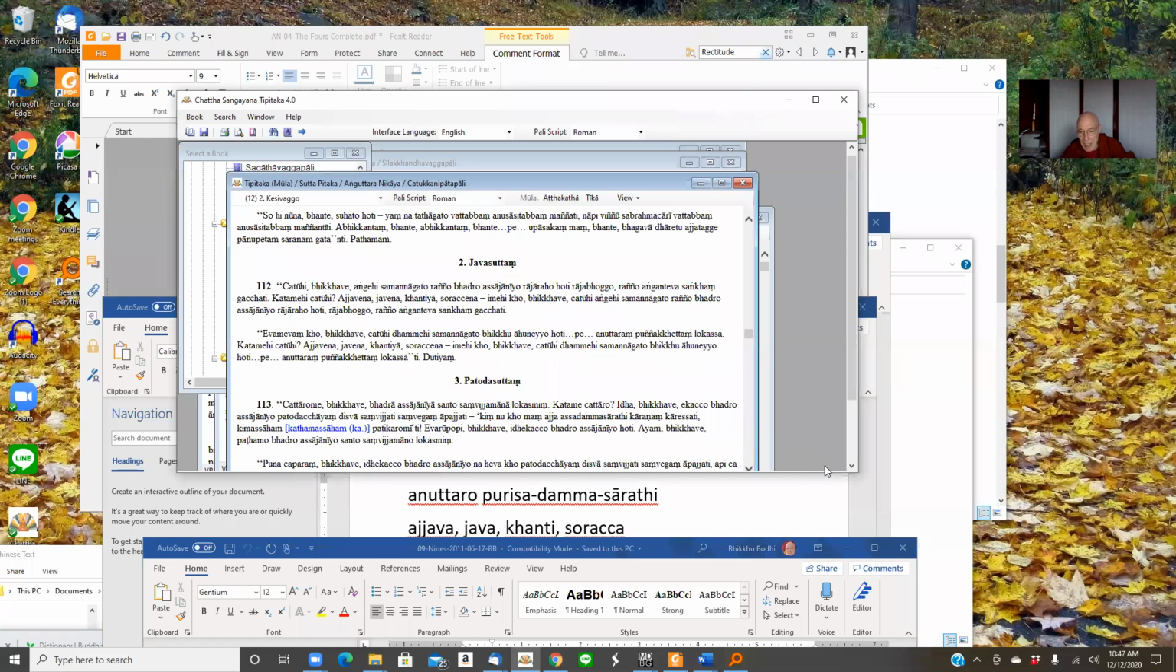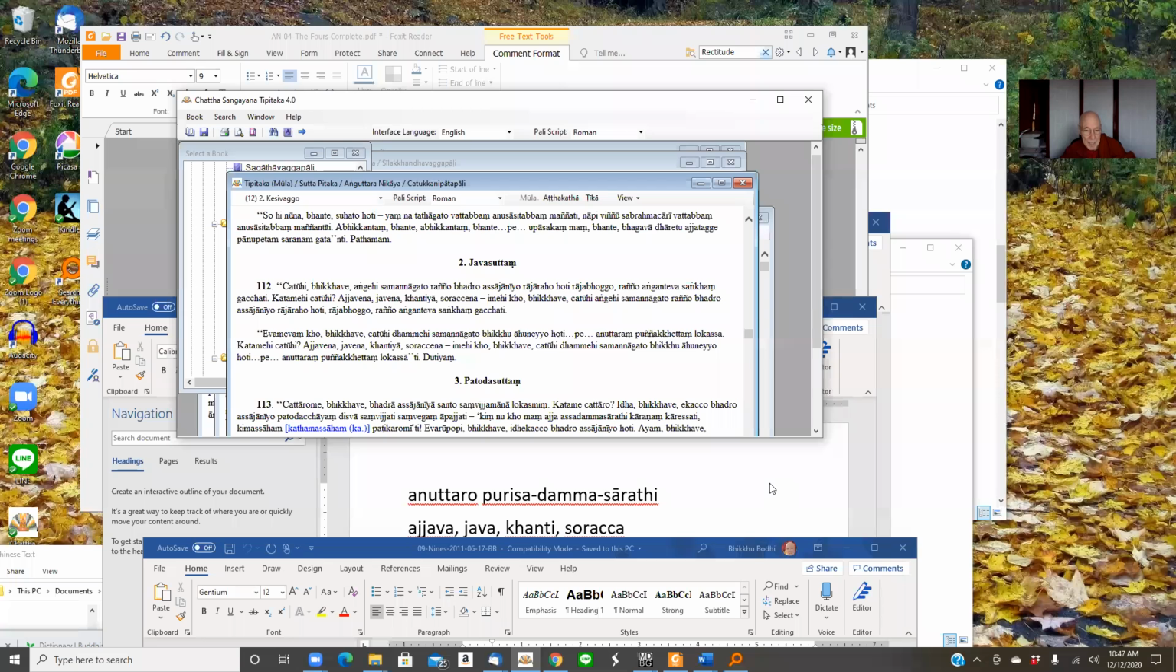So speed, we could say, represents what quality in the Buddha's training? Bhante, it'd be right view. More than that. Wisdom. Right, exactly. It's panya, wisdom.